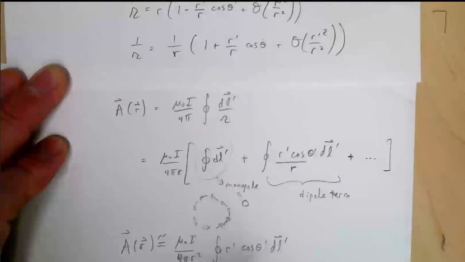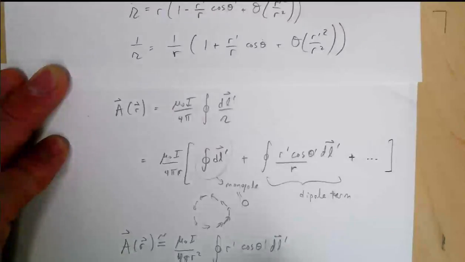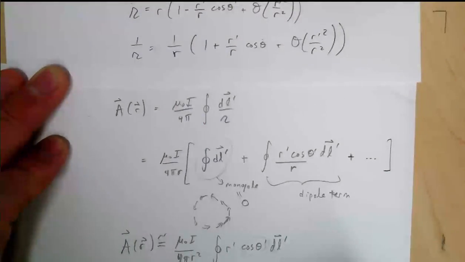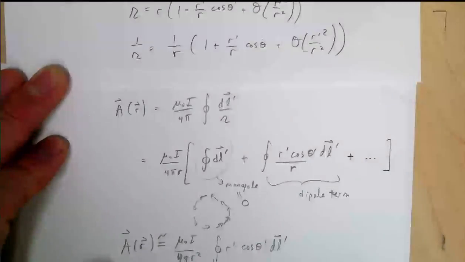The other thing to notice is that r prime dotted with r hat dl prime, which is what we have now, is equal to minus r hat crossed with the double integral of dA. This is not an obvious thing at all. In fact, you need to use Stokes' theorem and a couple of identities, and I'm going to skip this for right now.